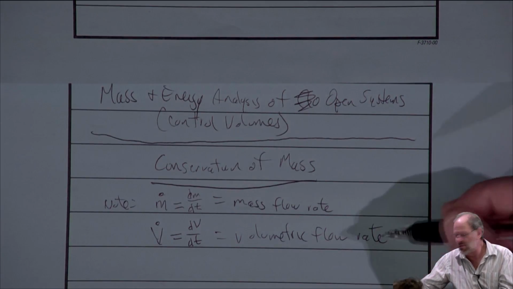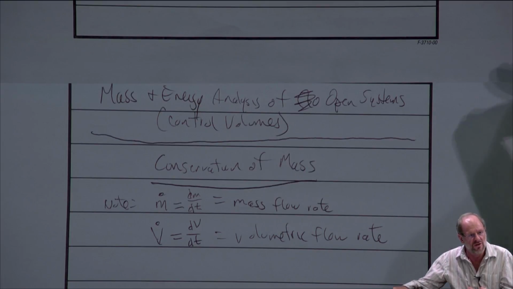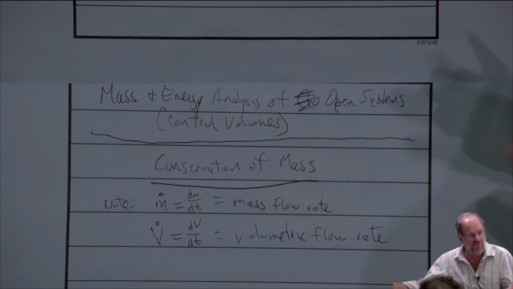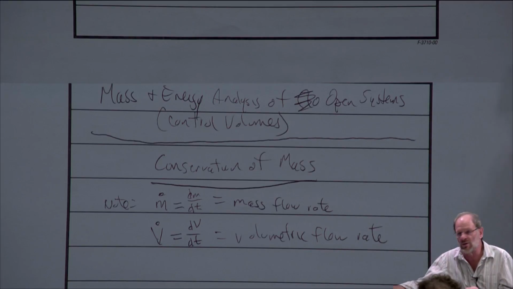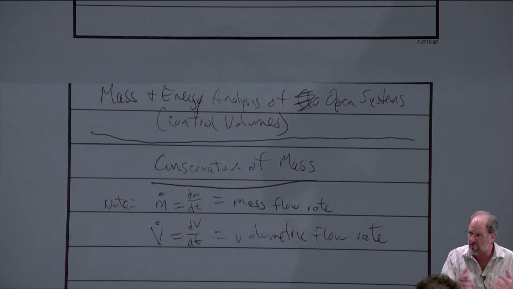Another thing I want to note, for those of you who've had your fluids class, in fluids you use the letter Q for flow rate, right? But I can't use Q for flow rate. I'm using Q for heat transfer. So we don't use Q. It's actually better to use V dot anyway, because then it's obvious. V for volume, dot for time derivative of the volume. So the rate that volume moves through the system is the volumetric flow rate. So this is the Q from fluids, but we're not going to use Q. We'll just use V dot all the time.